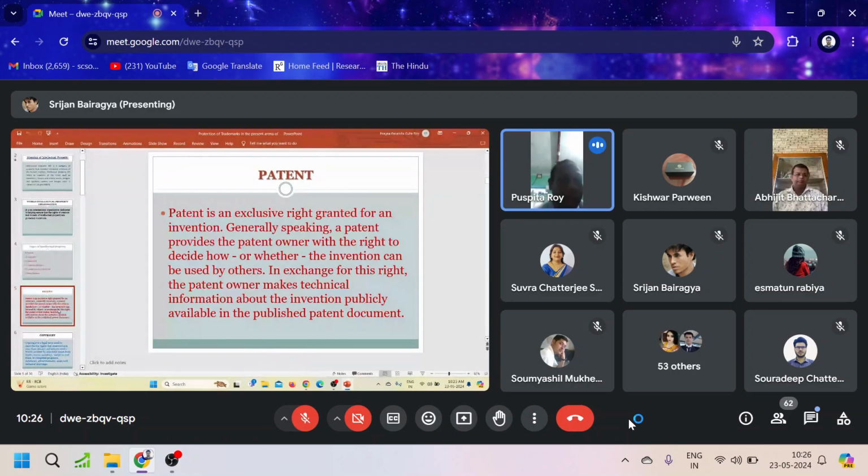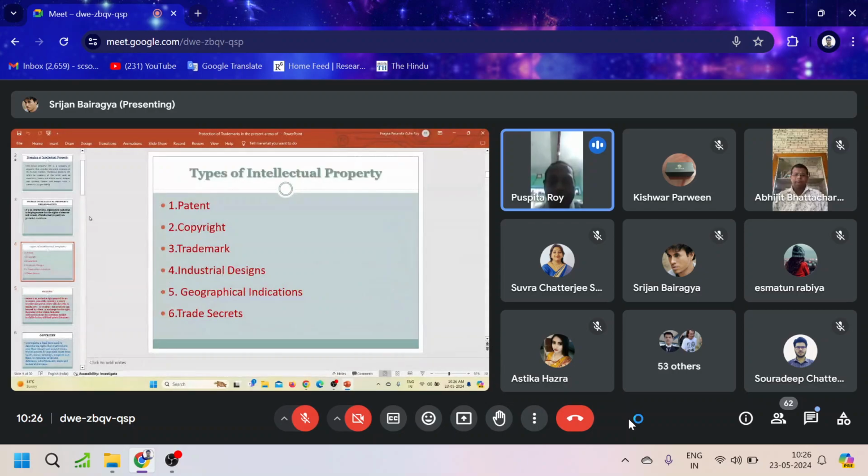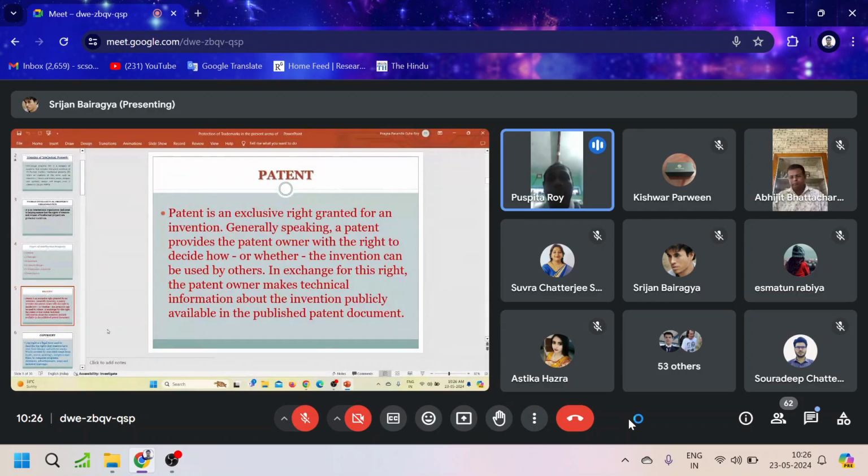Patent, the first one. What is patent? Patent is an exclusive right granted for an invention. So, in the field of science and technology, if I invent something, not discover, I'm not saying discovery. If I invent something new, it means that it has come out from my mind and it is required to be protected by way of patent.